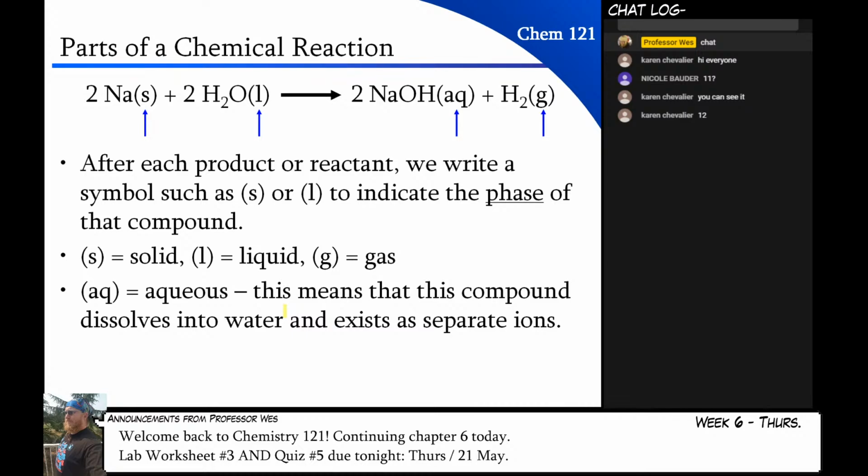AQ means aqueous, and what that stands for is that this substance is not NaOH molecules or an NaOH ionic compound floating around in a giant chunk, or even as individual NaOHs. Anything that's AQ is interacting with water in a special way. For an ionic compound such as sodium hydroxide, that means that this sodium hydroxide has divided into its ions.